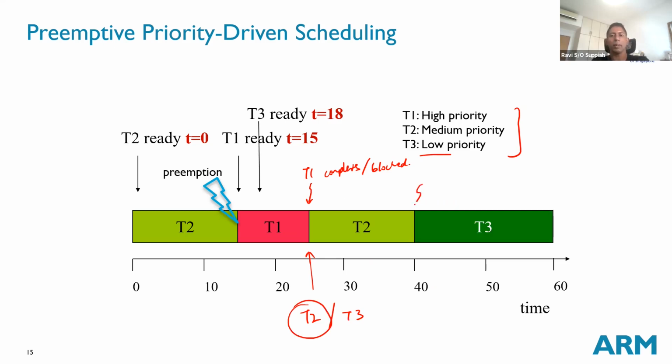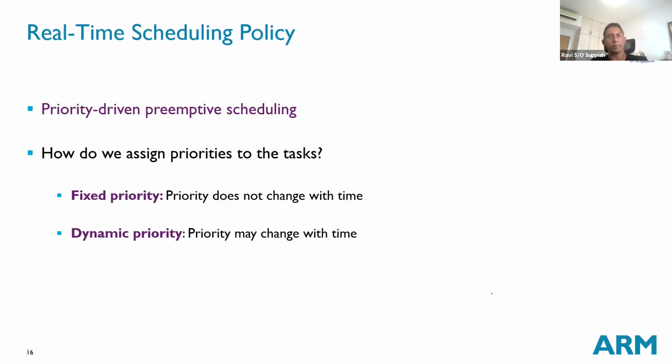Eventually, at the point when T2 either completes or gets blocked, and T1 is still in the blocked state or doesn't need the CPU, then T3 will get a chance to run. At this point, only T3 is available, so T3 will get a chance to run. That is how priority-driven scheduling works, and that is basically how a real-time policy is supposed to be. The whole idea of real-time is that we want to focus on the tasks that need urgent or immediate attention and give them that CPU time.